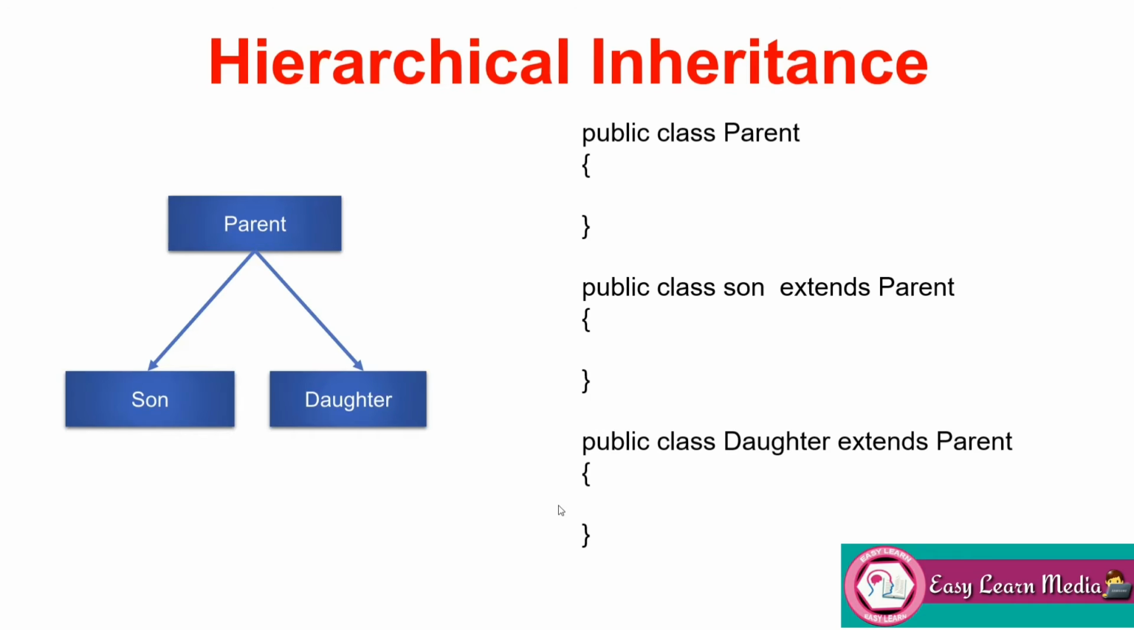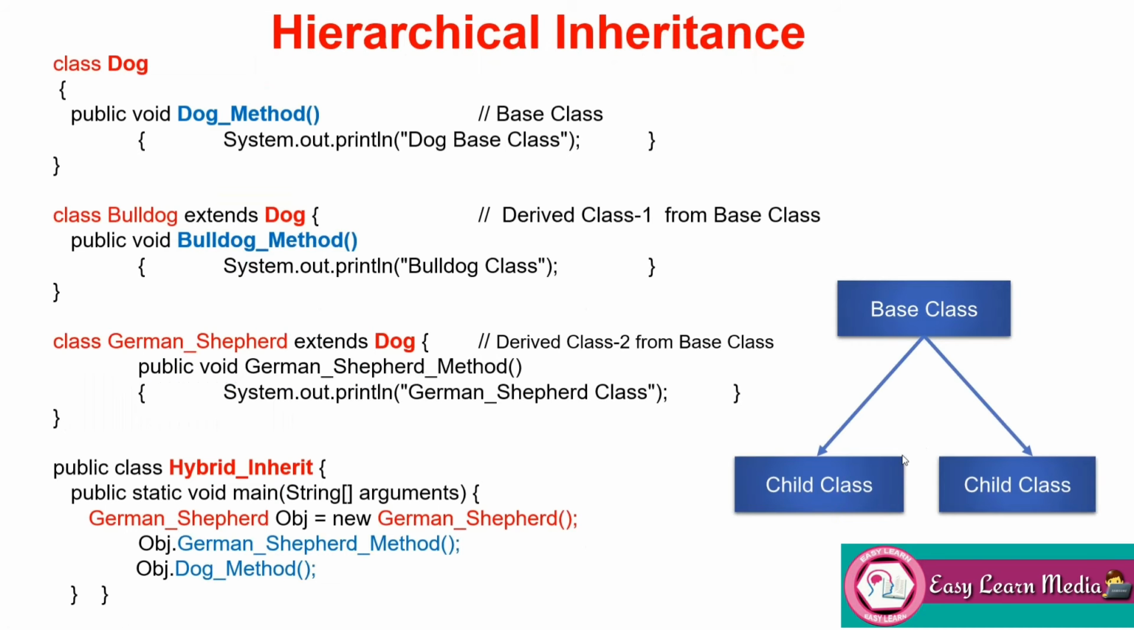So here we have a parent. The parent property can be inherited by the son as well as the daughter. So this is the general structure of hierarchical inheritance. So public parent, and this parent property can also be inherited by the son as well as the daughter. This is a hierarchy of inheritance. Let's see the code. The same example is also applied here.